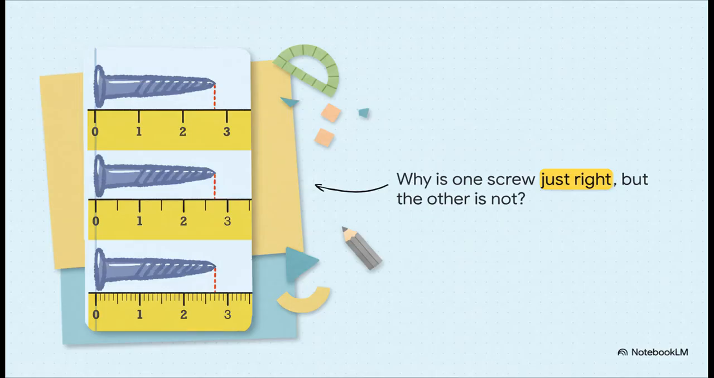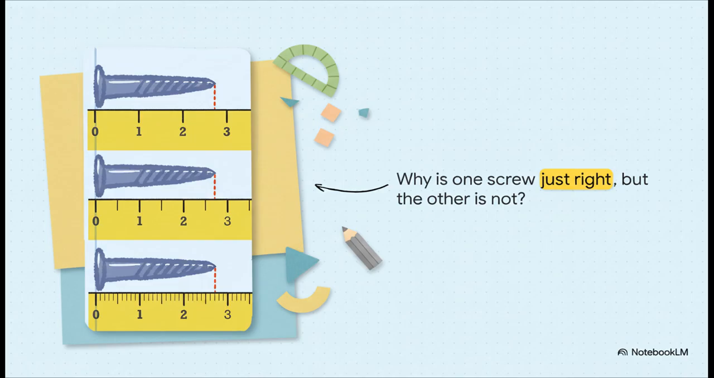So let's start with a little story. Imagine Sonu is helping his mother fix a toy. He picks up a screw, tries to fit it in, but it's just a little too long. He picks up another one that looks almost the same, and poof, it fits perfectly. Why did that happen? As you can see, the screws look almost identical, but one is just a tiny bit longer. This tells us something really important.